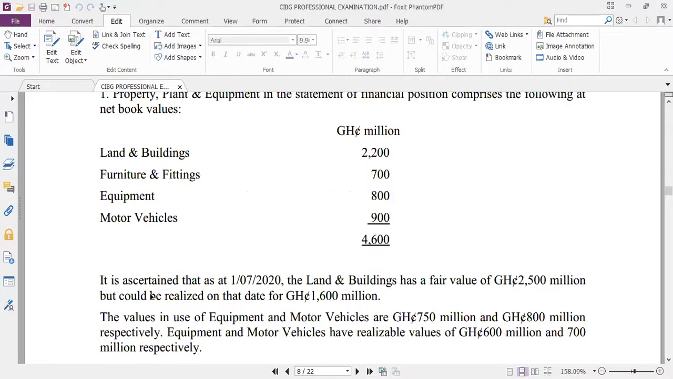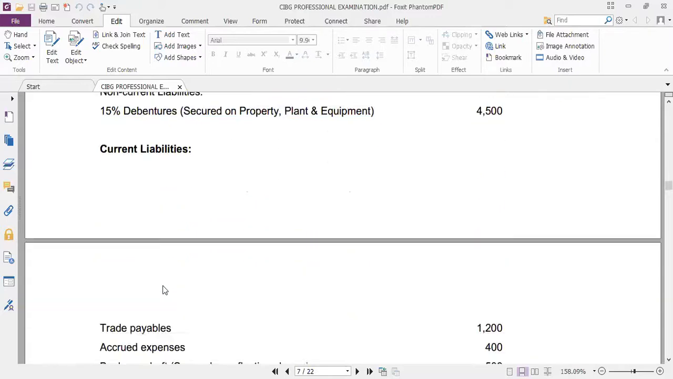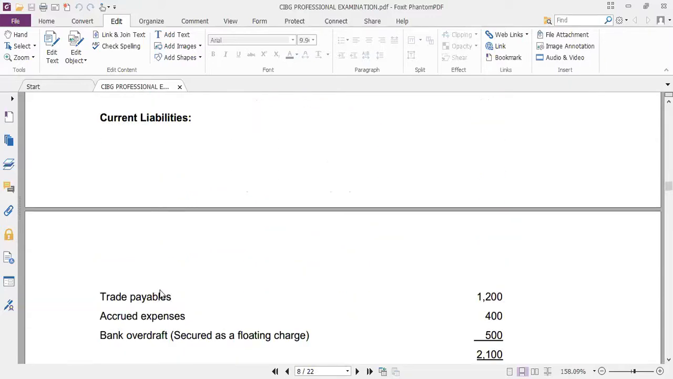So 50% is there with it. We have trade payables and accruals. So what are the figures? Trade payables and what? Accruals. So these are the two items that are left for us to pay. Good.